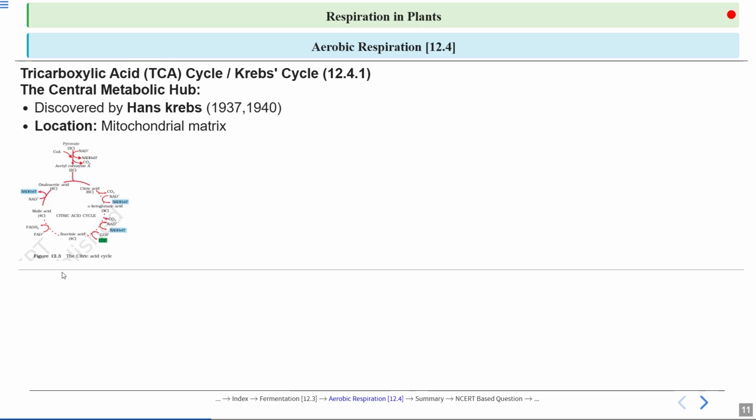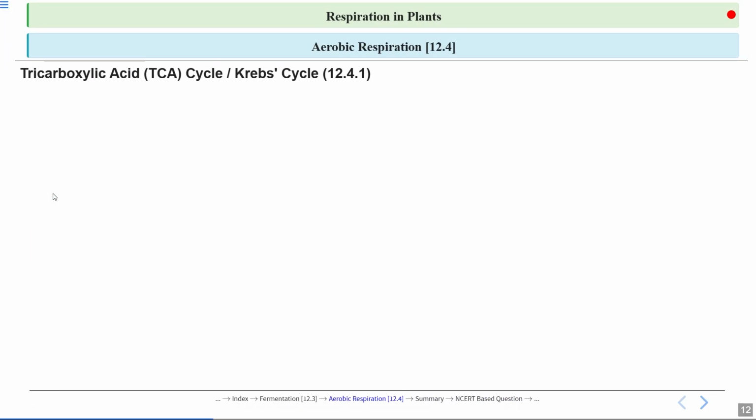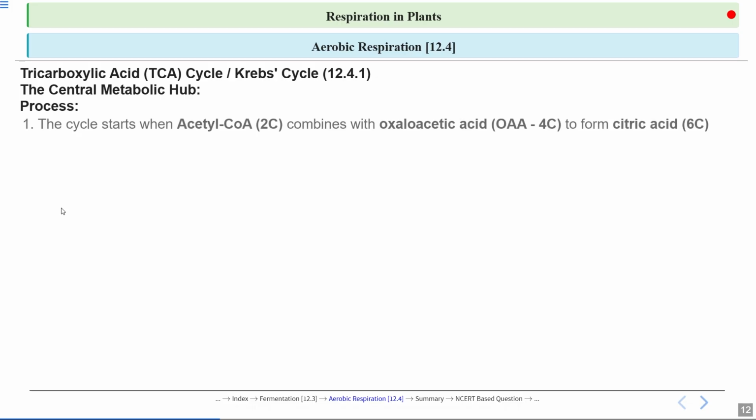So here the diagram shows the TCA cycle and we will discuss each step of this cycle in detail in following slides. So let's begin. So let's break down this process step by step. Let's look at the first step.